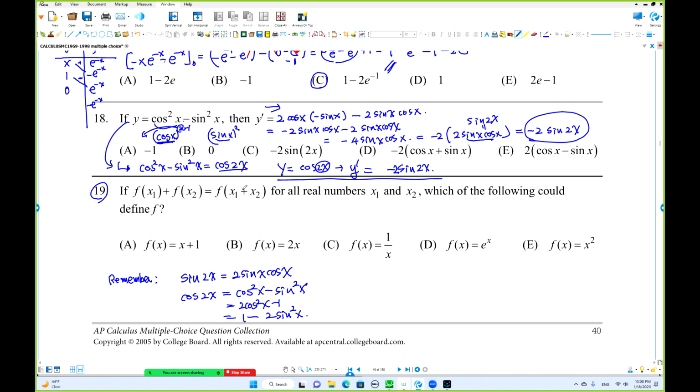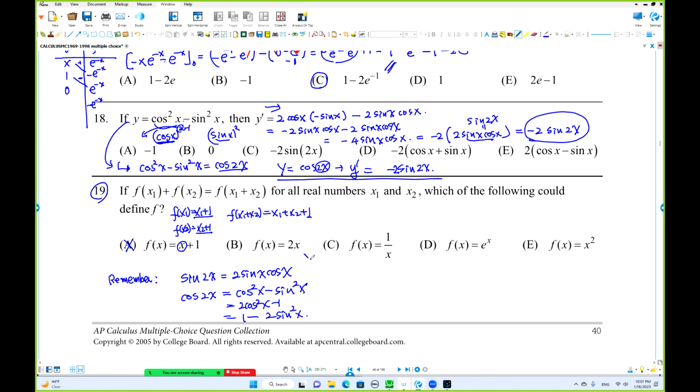For example, f of x1 equals x1 plus 1, and f of x2 equals x2 plus 1. Now f of x1 plus x2: put this number x1 plus x2 into x, and we get x1 plus x2 plus 1. But when you add these two, it's x1 plus x2 plus 2, which does not equal x1 plus x2 plus 1. That is wrong. You can check it this way.